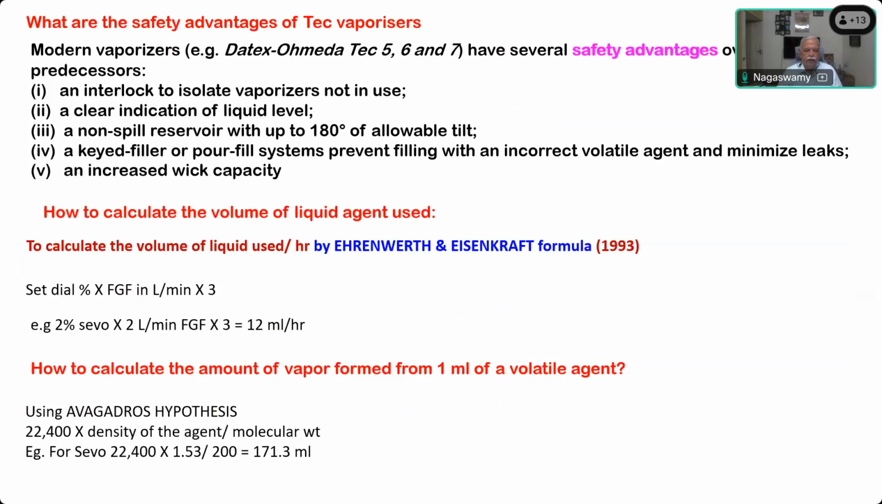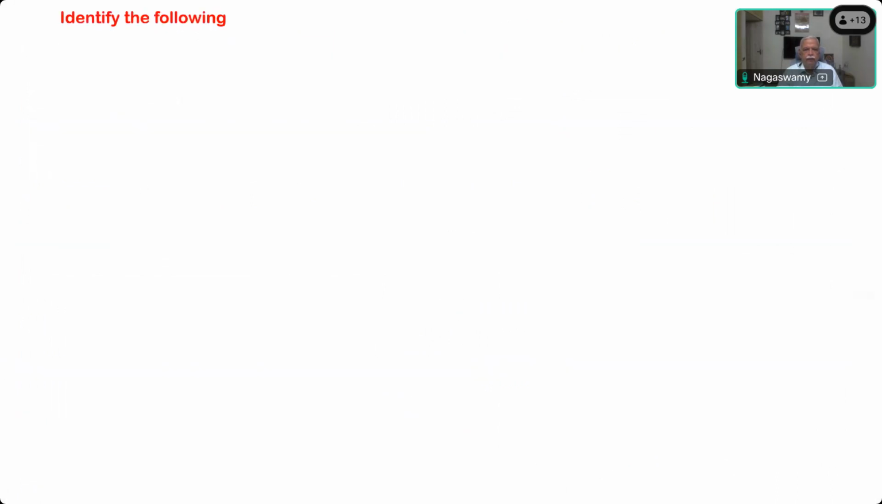So for sevoflurane, 22,400 is the standard Avogadro's number: how many molecules will be there in 1 mole of a substance. That is multiplied by the density of sevoflurane, 1.53, and divided by the molecular weight, 200. So you ultimately get 171.3 ml. That is the amount of vapor.